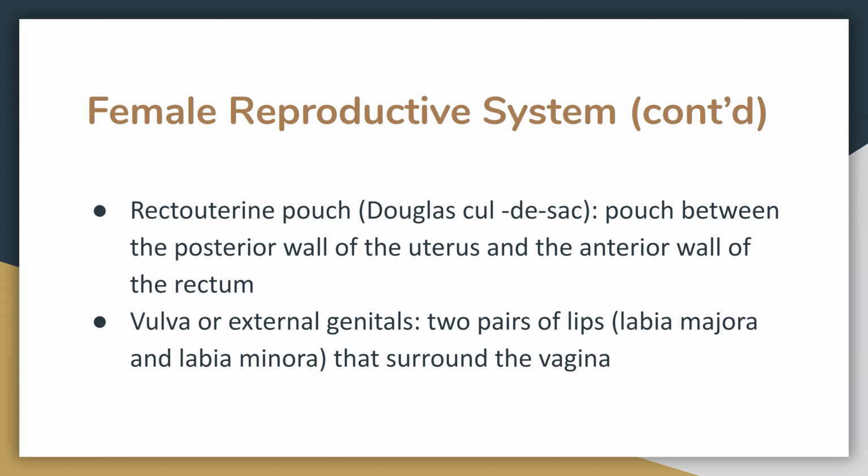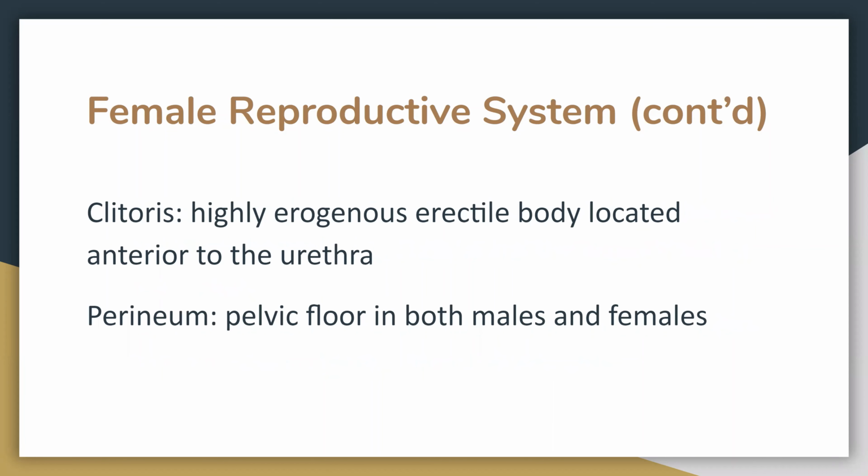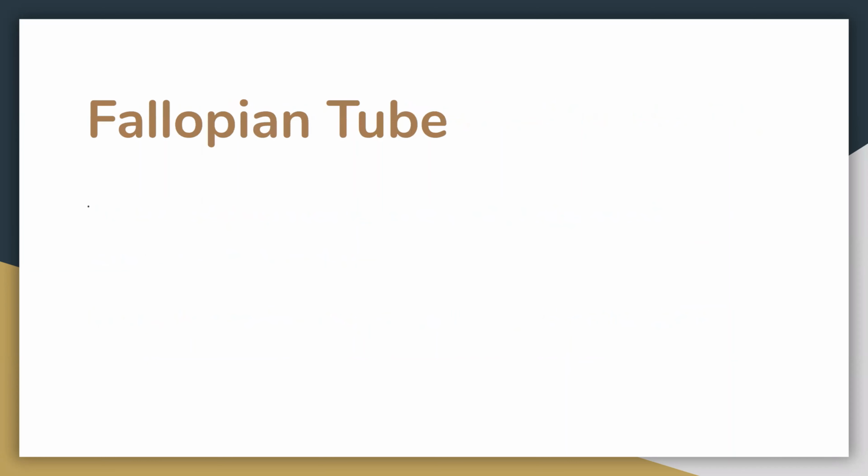And lastly, you have the vulva or the external genitals, and those are 2 pairs of lips. You have the labia majora and the labia minora, and it surrounds the vagina. The clitoris is a highly erogenous erectile body located anterior to the urethra, and the perineum is a pelvic floor in both males and females.